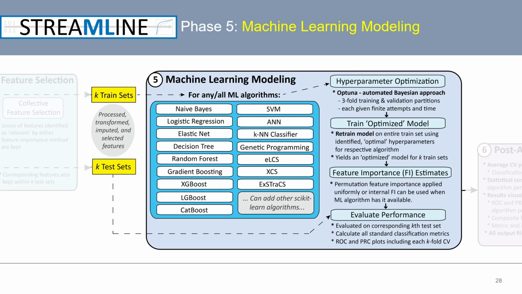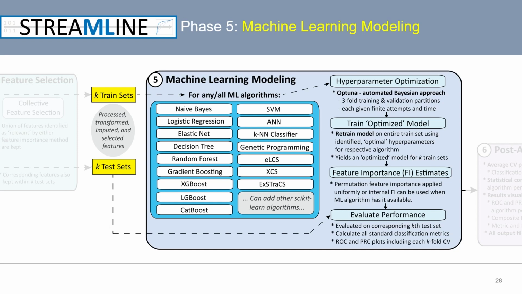Here we can see Phase 5 focused on machine learning modeling within the STREAMLINE schematic. The 16 machine learning algorithms currently included in STREAMLINE are naive Bayes, logistic regression, elastic net, decision tree, random forest, gradient boosting, XGBoost, LGBoost, CatBoost, support vector machine, artificial neural networks, k-nearest neighbor classifier, genetic programming, and 3 rule-based machine learning implementations developed by our lab, including ExSTraCS, XCS, and eLCS. Also, users with a little coding experience can fairly easily also add other scikit-learn compatible algorithms to this repertoire.